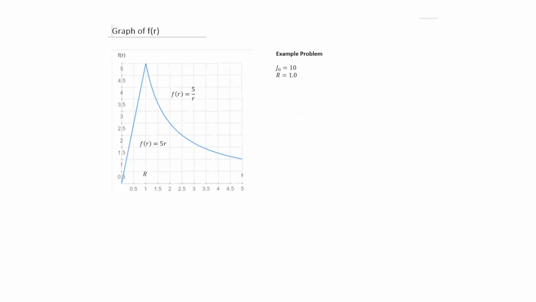All right, so finally we'd like to graph the results. This is just the magnitude. For r less than capital R, it has a linear ramp. We use these specific values of J naught and R just for the sake of illustration. Once you get to r equals capital R, then beyond capital R it has a 1 over r dependency. This gives us the field over the full region.